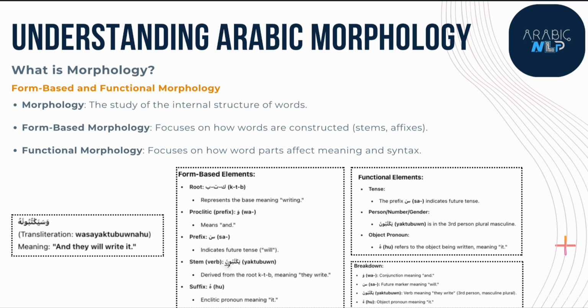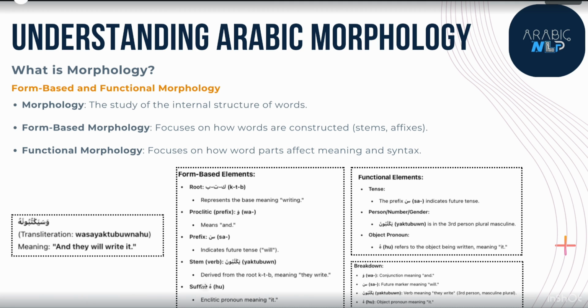And sometimes you see the last two letters here as the suffix, but because we now have another suffix, which is the ha, or the hu, which here means "it." So this is the object pronoun. Yeah, so this is the form-based morphology as I have explained it.